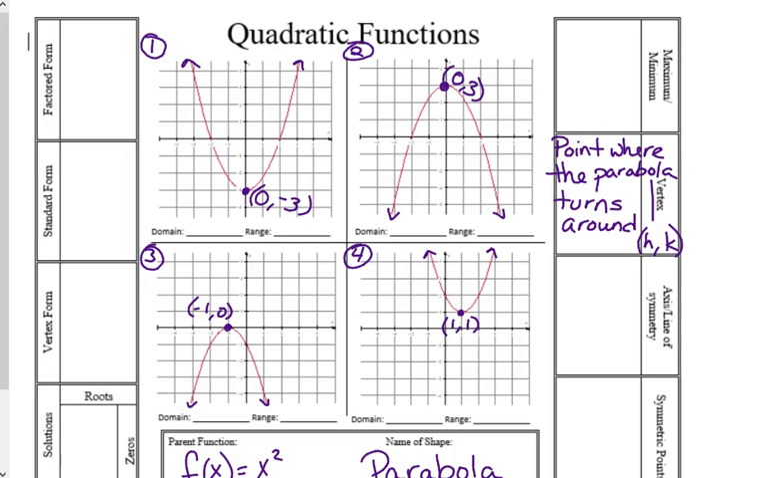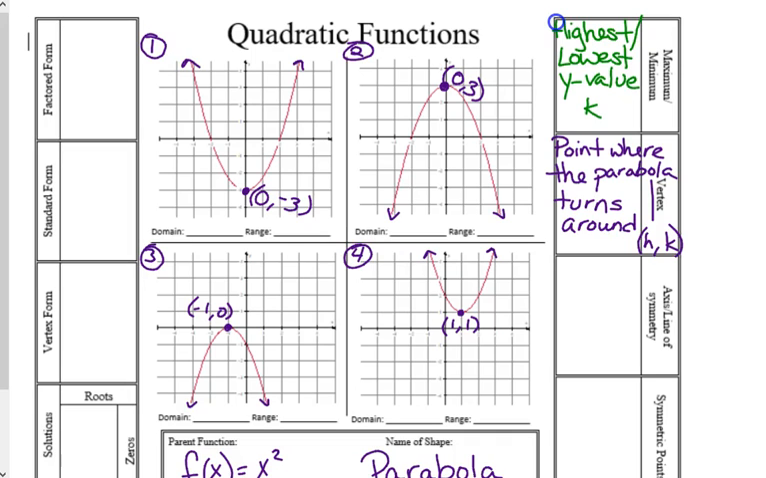Now, the thing is about the vertex, you can actually find other pieces of information from this. So for example, we have our minimum and maximum. So our minimum and maximum is our highest or lowest y value for the parabola.